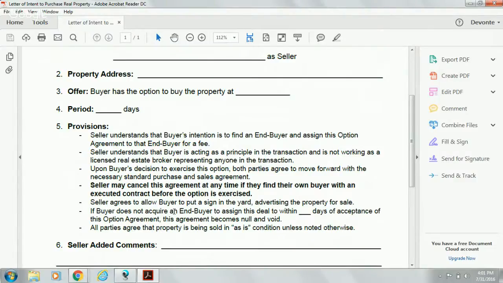Okay, so if buyer does not acquire an end buyer to assign this deal within X amount of days of acceptance of this option agreement, this agreement becomes null and void. So pretty much we agree on a certain amount of days of acceptance of this option agreement. If it doesn't close for whatever reason, this agreement is null and void. There's no harm, no foul, no risk.